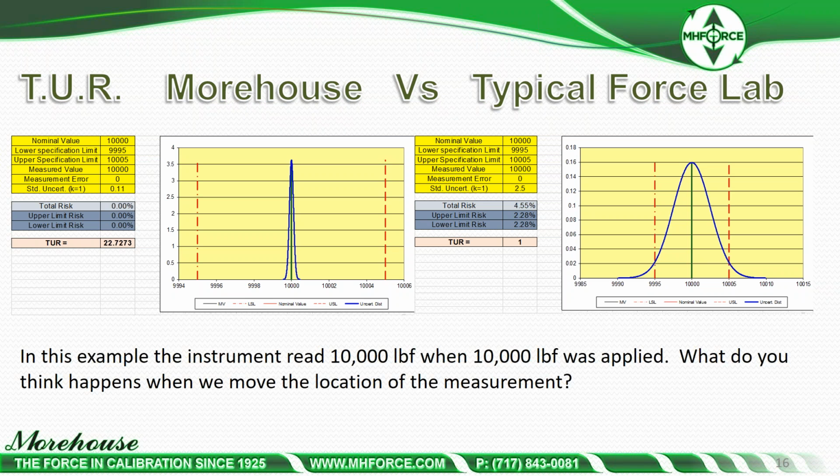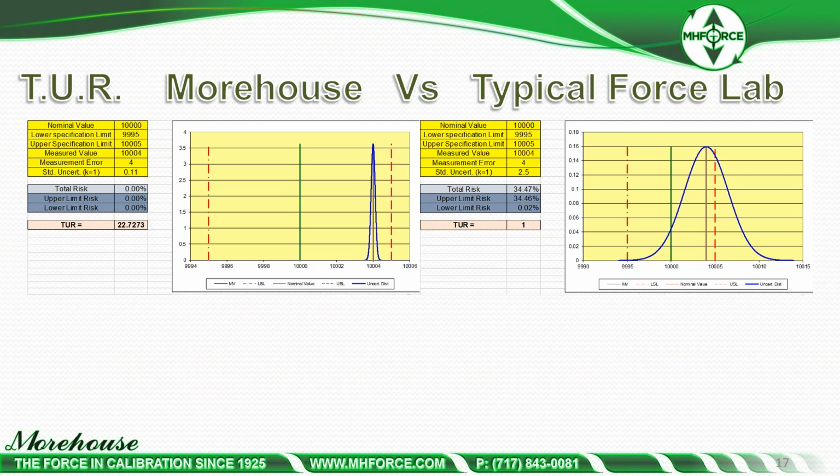What do you think happens when we move the location of the measurement? This will be familiar for those that have seen the measurement risk webinar. What happens is it goes out. So even though you may think it's still in specification per manufacturer spec, when you move the measured value, you move all of that error curve. And as you look, the same over here on the left, TUR 22, and the total risk is still 0. We've moved the location from 10,000 to 10,004.